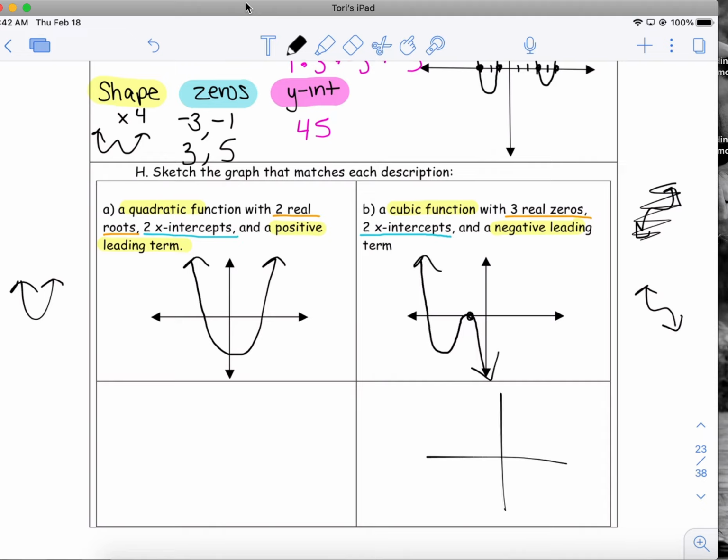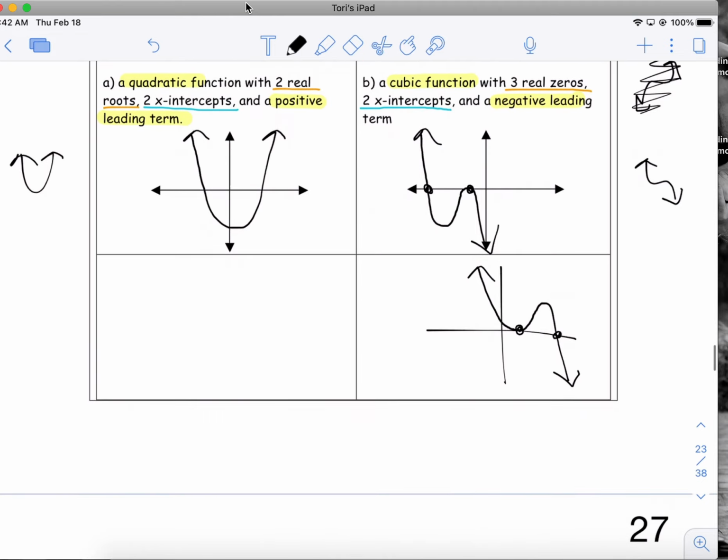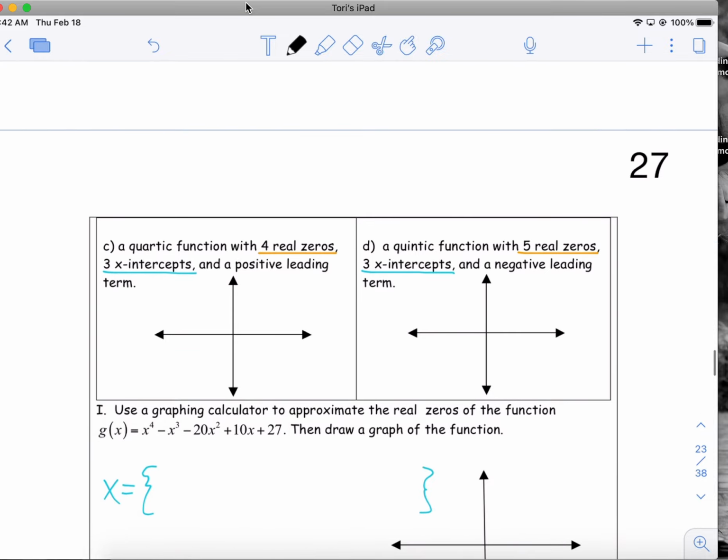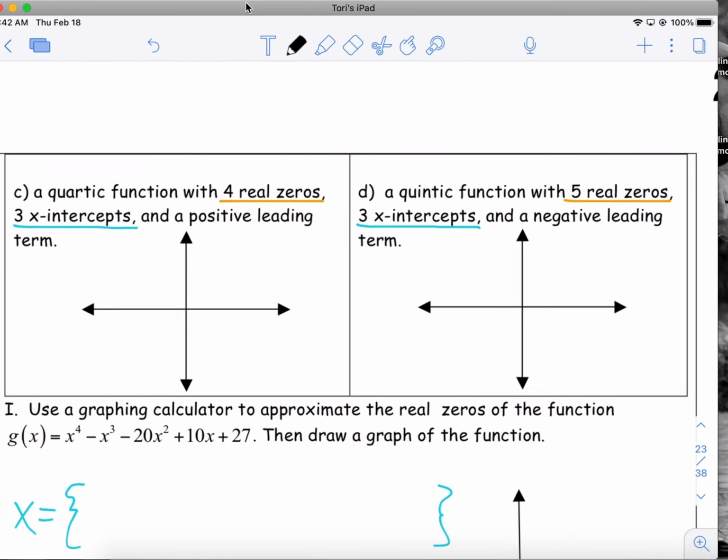Or if you wanted another way, you could bounce on the first one. You could bounce the first time and then cross the second time. As long as you bounce once and cross once, it still works. Okay? All right, let's go to the next page. Pause if you need to copy it down. Let's go on. All right, for C and D.